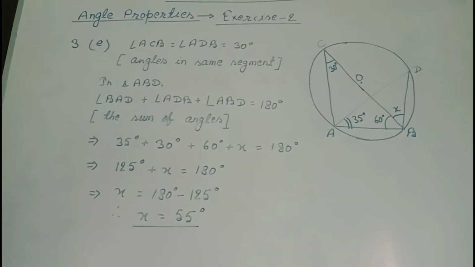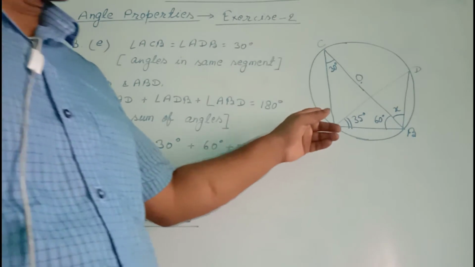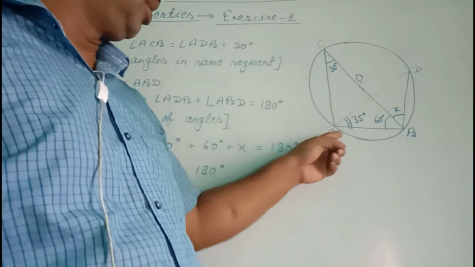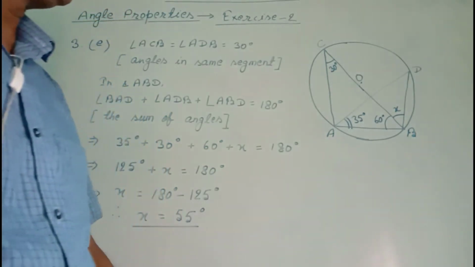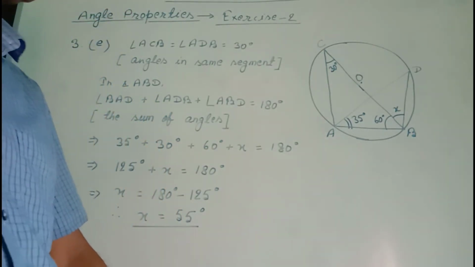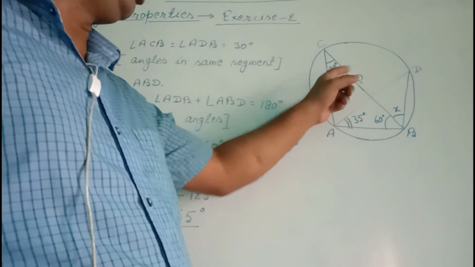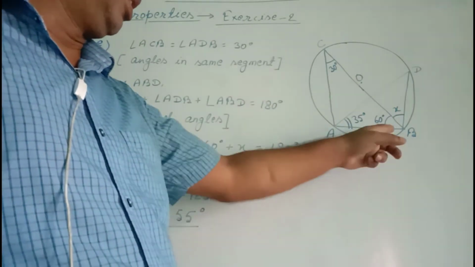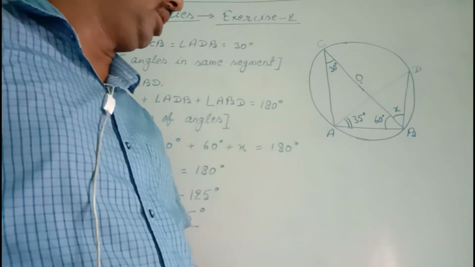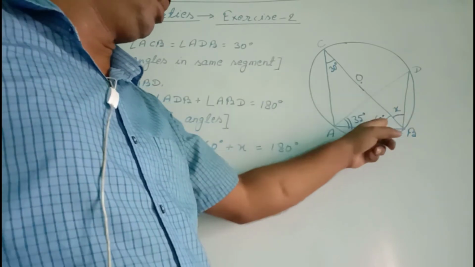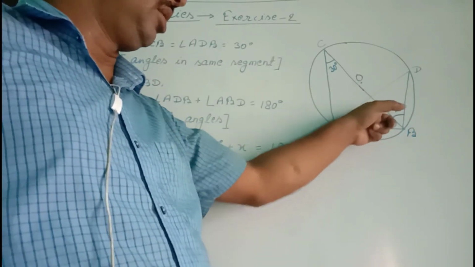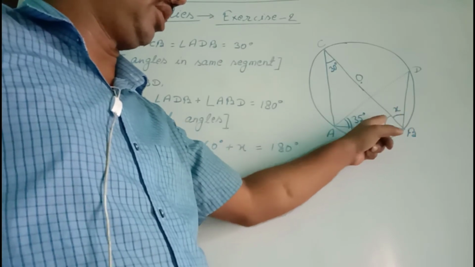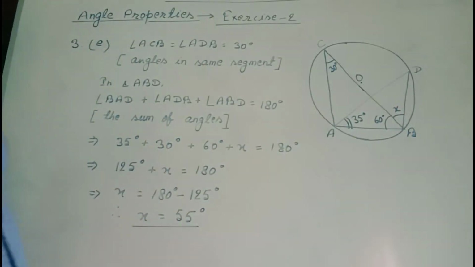In question number 3, one circle is given. In this, ABC and ADB, these two triangles are inscribed, with angle ACB equal to 30 degrees, angle BAD equal to 35 degrees, and angle ABD equal to 60 plus x. This angle is 60 plus x, meaning this angle plus this angle is 60 plus x. We are asked to find the value of x.